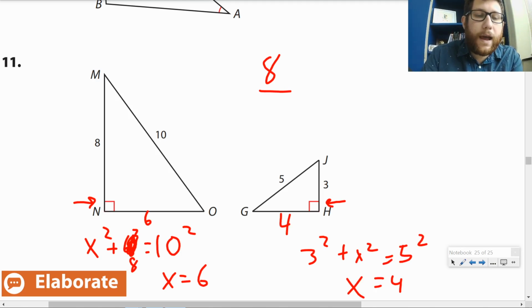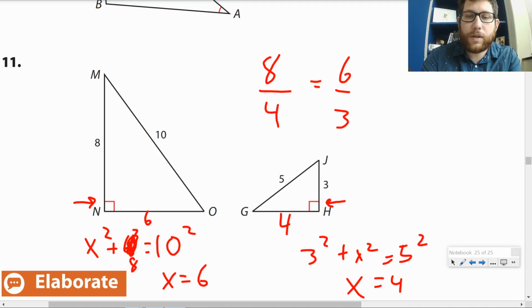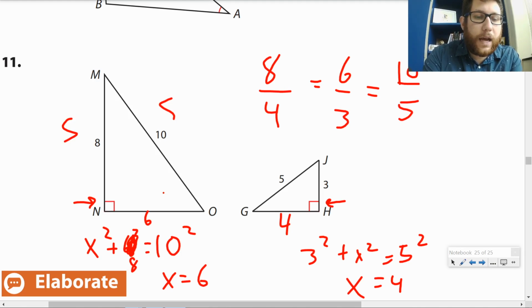All right, so now we can set up our proportions. 8 would match actually with my 4 side because it's the medium side and the medium side. Is that equal to 6 over 3? It is. Is that equal to 10 over 5? It is. So these would be similar by side, side, side, or you could actually do side, angle, side if you wanted to include the right angle down here.